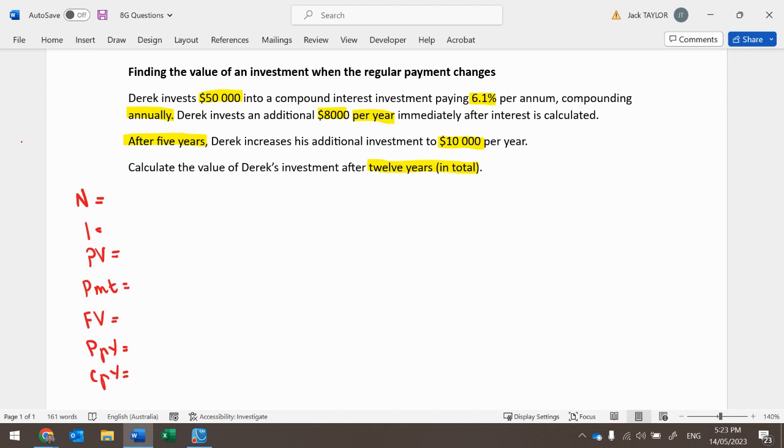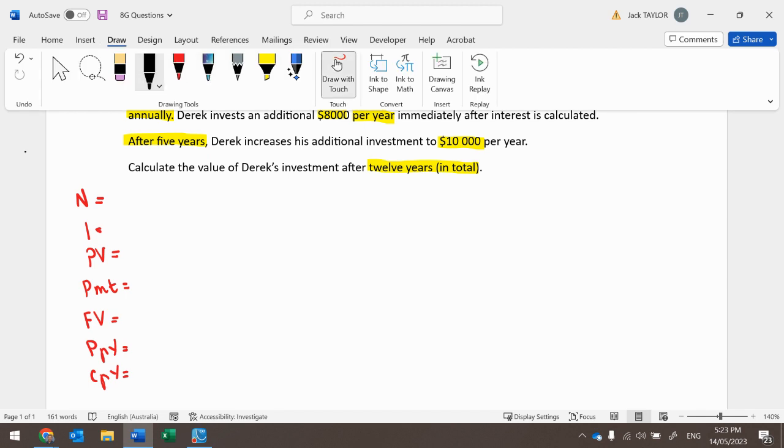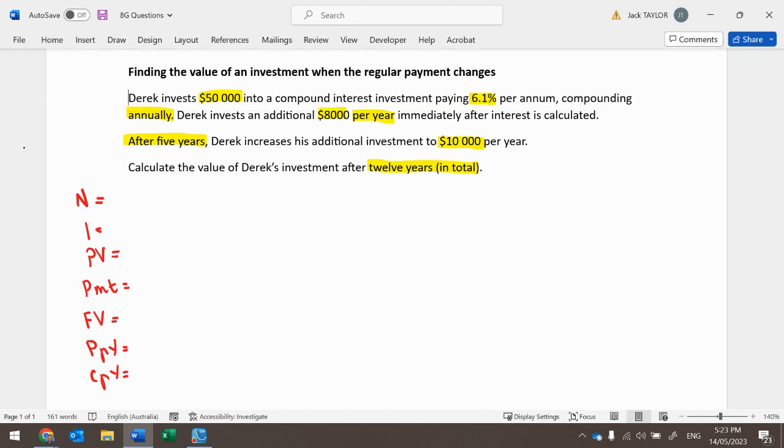All right, so it's a $50,000 investment. Because it's an investment, that means we're putting it in as a negative value. Interest rate is 6.1% per annum. The initial payment is $8,000 per year. And again, that is a negative because Derek is putting that money into the account.